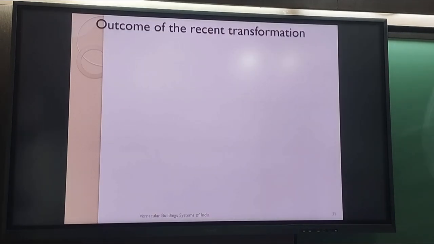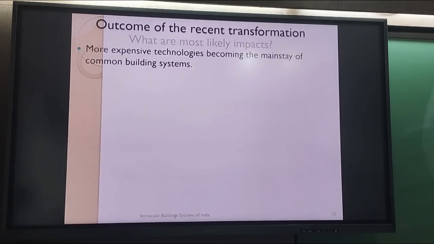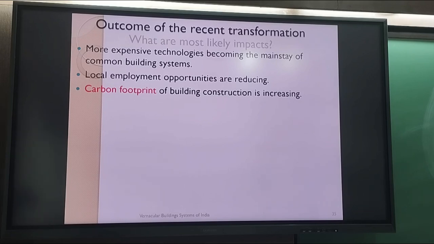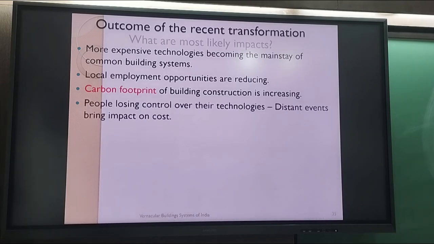Outcome of the recent transformation. What are the most likely impacts? More expensive technologies becoming the mainstay of common building systems. Affordability now is becoming an issue. Local employment opportunities are reducing because we are buying cement, we are buying steel, we are buying even bricks where the bricks are not being manufactured. Your money is going away, someone else is benefiting. Carbon footprint of building construction is increasing. People losing control over their technologies.